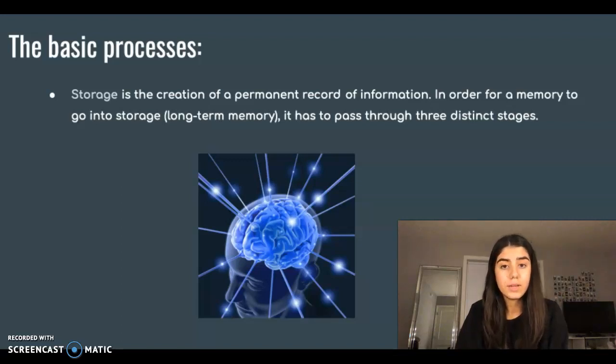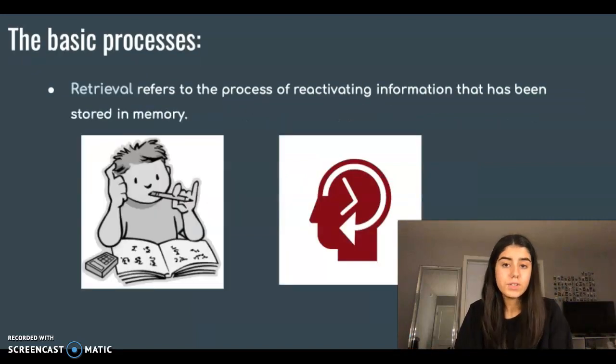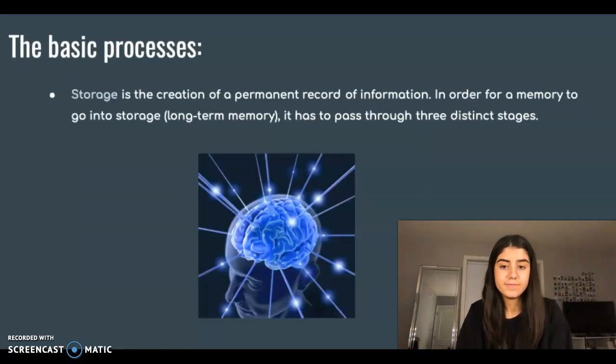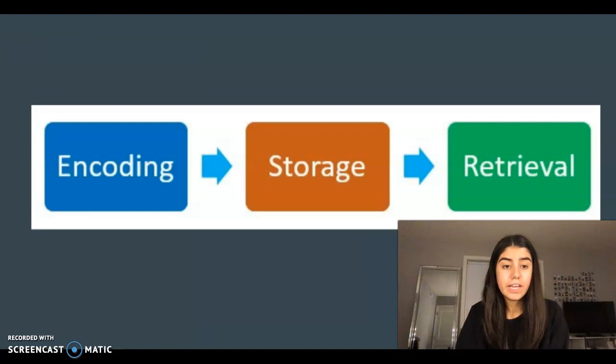So in order for a memory to go into storage, which is a long-term memory, it has to pass through the three distinct stages. So encoding, retrieval, and storage. All right, so now we have our second guest, Peyton G, and we'll see what she has to say.